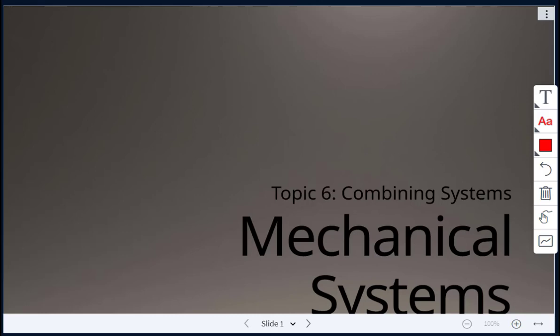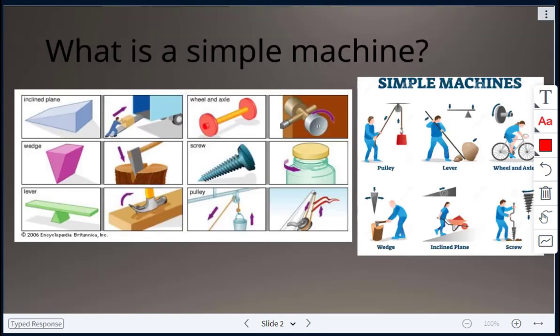All right, so today's lesson is topic 6, which is on combining systems. So just a quick review on simple machines and what the simple machines are. We've already talked about these in quite a bit of detail. We have the inclined plane, the wedge, the lever, wheel and axle, the screw, and a pulley. Those are the 6 simple machines that we've been talking about.